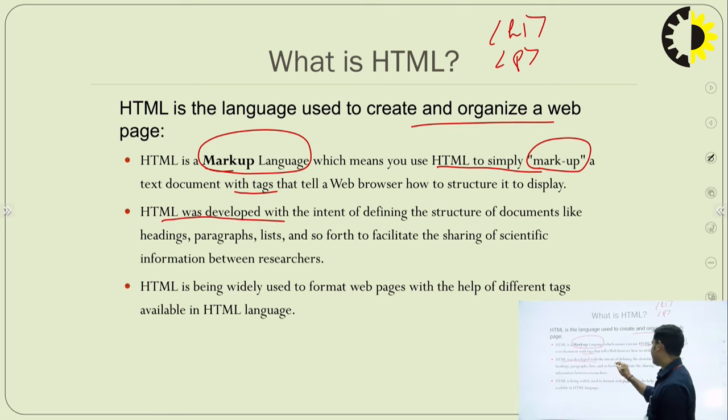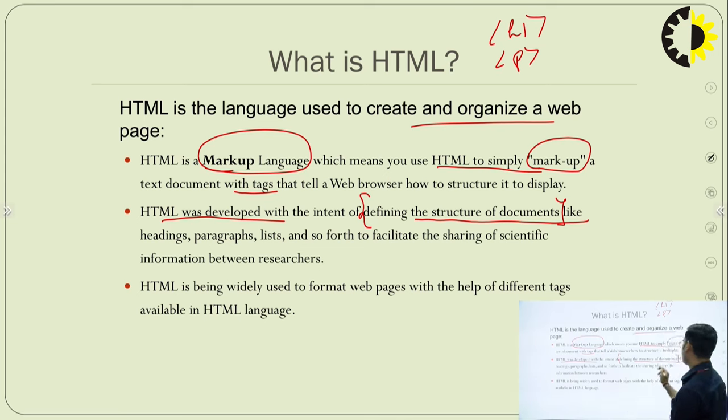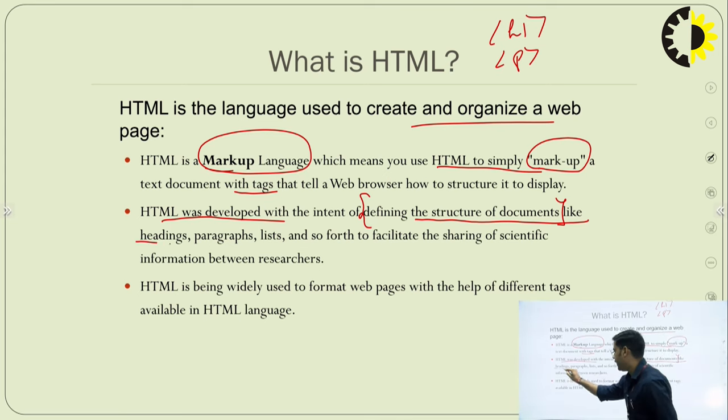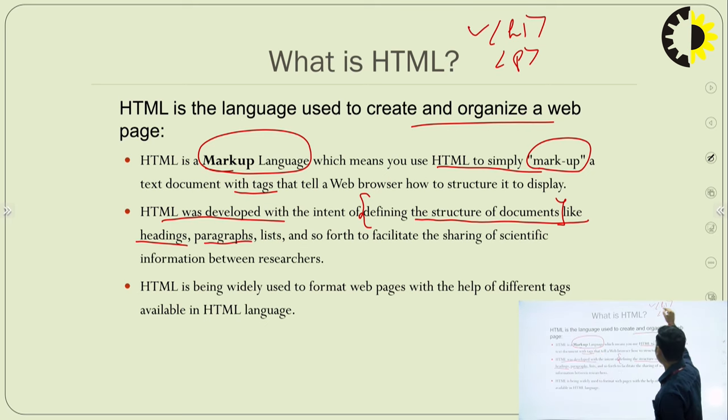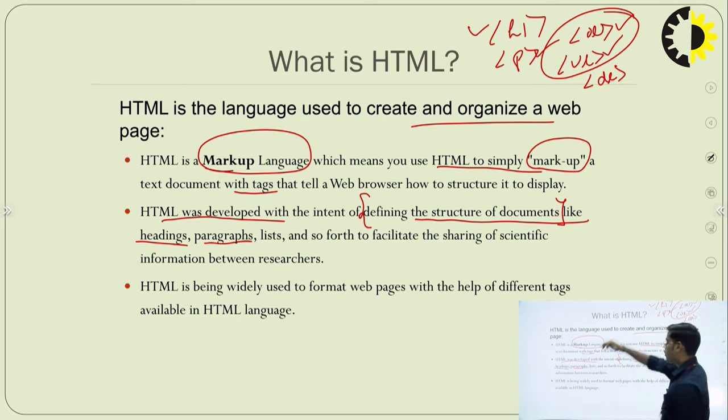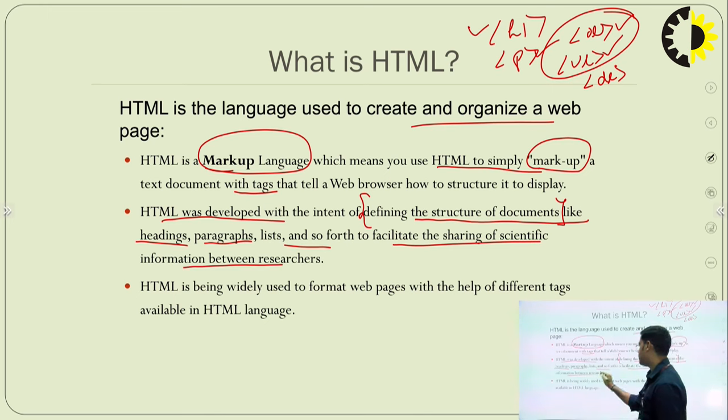It was developed with the intent of defining the structure of a document. As you can see here, through HTML we define the basic structure of your document, like heading, paragraph, and list. If I am talking about lists, in HTML we have three basic types of list: ordered list, unordered list, and description list. Mainly we work with the two major types, the ordered list and the unordered list.